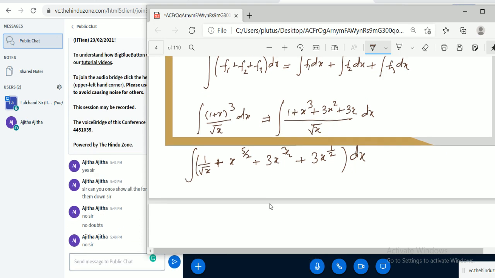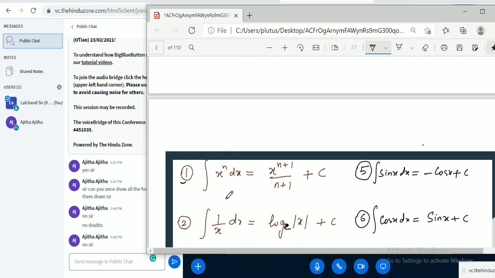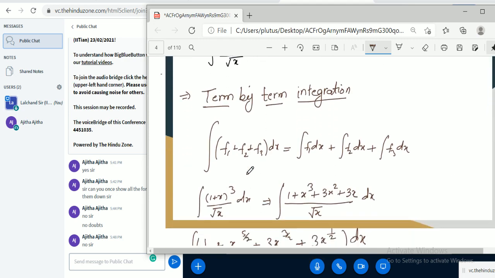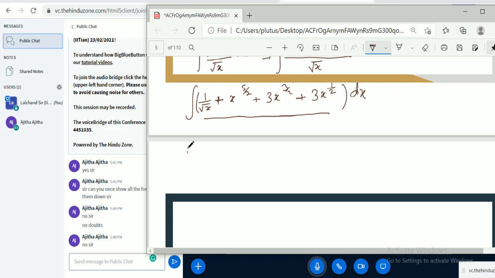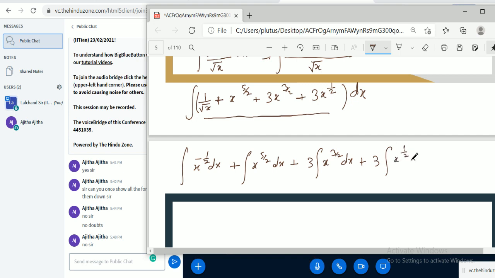Now I think we can integrate all these terms by basic formulas, because all these are algebraic expressions of the form x to the power n. If we separate these terms, the first term will be x to the power minus 1 by 2 into dx, the second term will be x to the power 5 by 2 into dx, the next term will be 3 into x to the power 3 by 2 into dx, plus 3 into x to the power 1 by 2 into dx, isn't it?